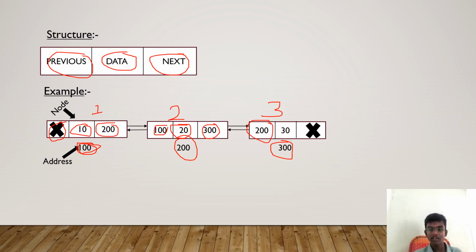In the third node, the first part contains the value 200. It is the previous part, that means the address of the previous node. The address of the previous node means the second node address, 200. 30 is the data value. Finally, the last one is the next part in the third node. It contains a null value because there is no node after the third node. So that's why it contains a null value.